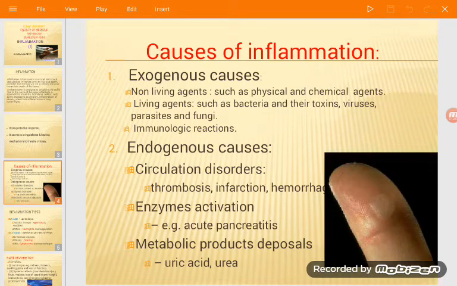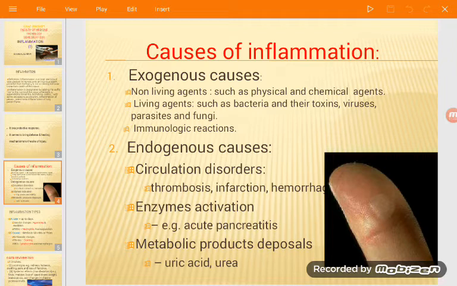Causes of inflammation: anything that causes injury can cause it. We can divide them into exogenous agents and endogenous agents. Exogenous non-living agents include physical and chemical agents, a piece of glass, a thorn, radiation, and many things. Living agents include bacteria, parasites, viruses, fungi, or an immunological reaction by foreign antibodies.